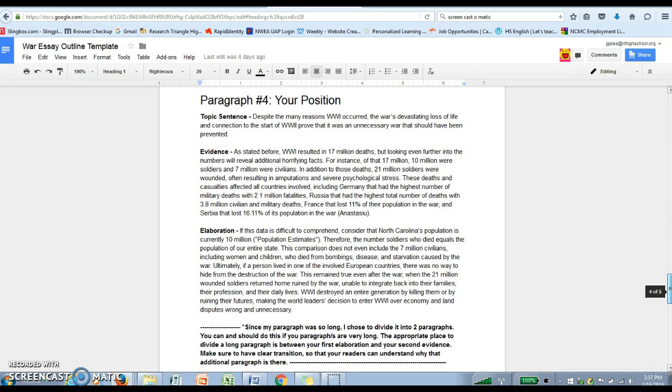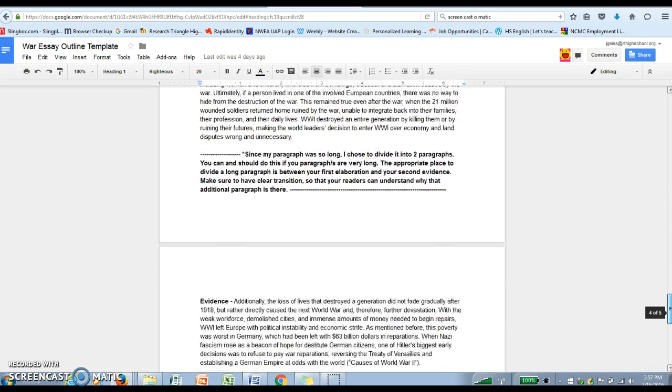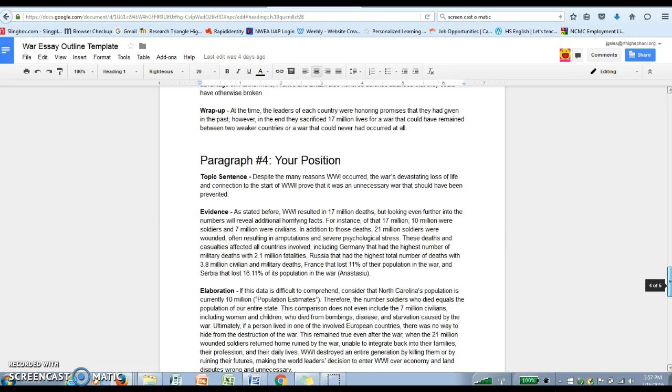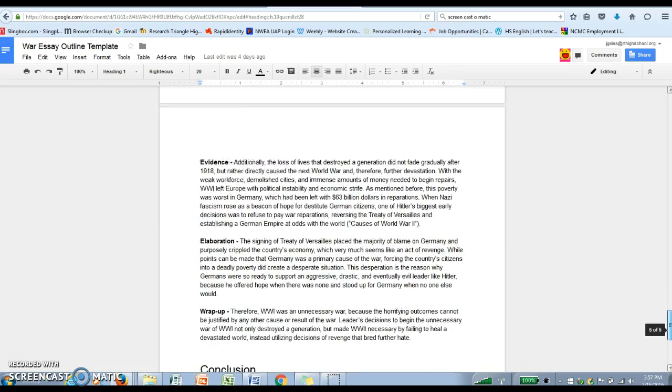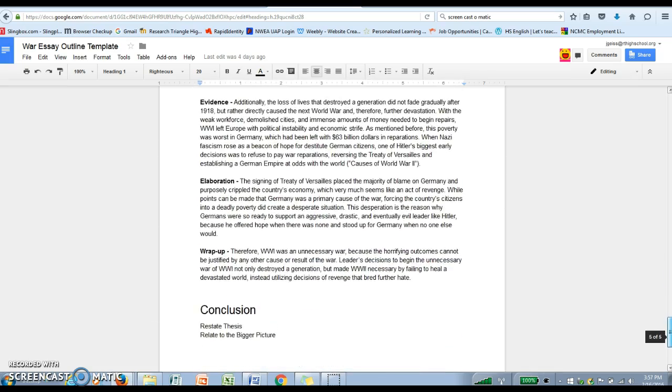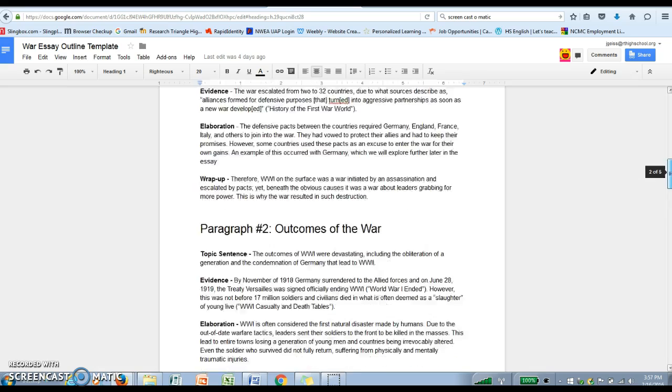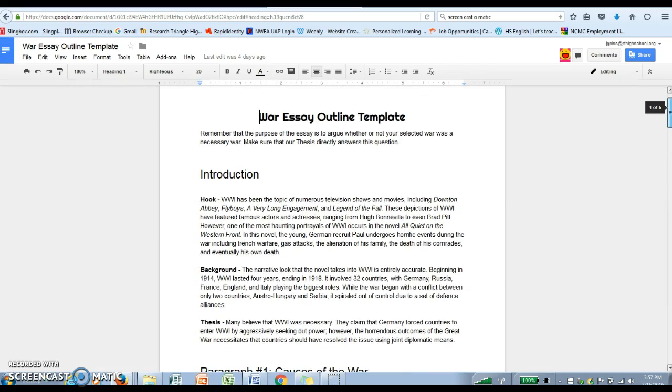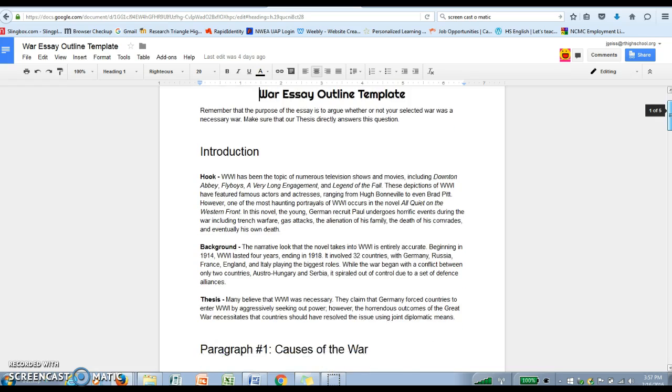And when we talked about that position paragraph, we talked about how you would maybe divide your paragraphs into two smaller paragraphs if your paragraph was far too long. If you need any review for these paragraphs, make sure to go back to Moodle. They're all in their separate folders and labeled correctly so you can find the videos and review them there.